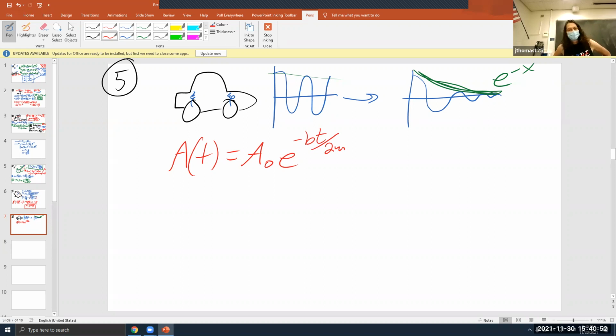Let's talk about what all is going on in here. A naught, obviously, is our initial amplitude right here. The mass is just the mass of the object that is causing the vibrations. The only thing that's new here is this b. And b is what is called our damping coefficient. Damping means removing the vibrations. This is essentially a measure of how efficient our system is at removing the vibrations or damping the system.